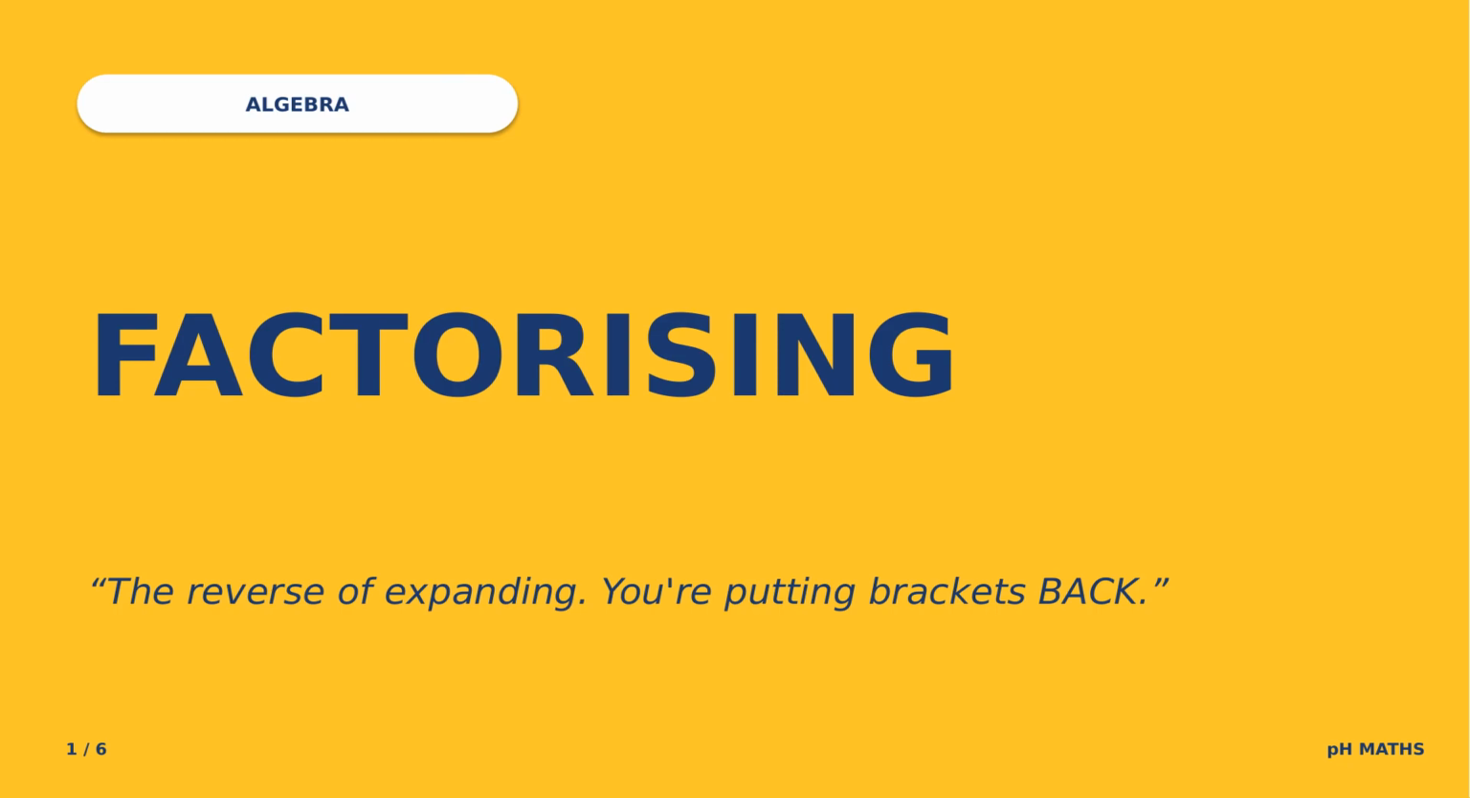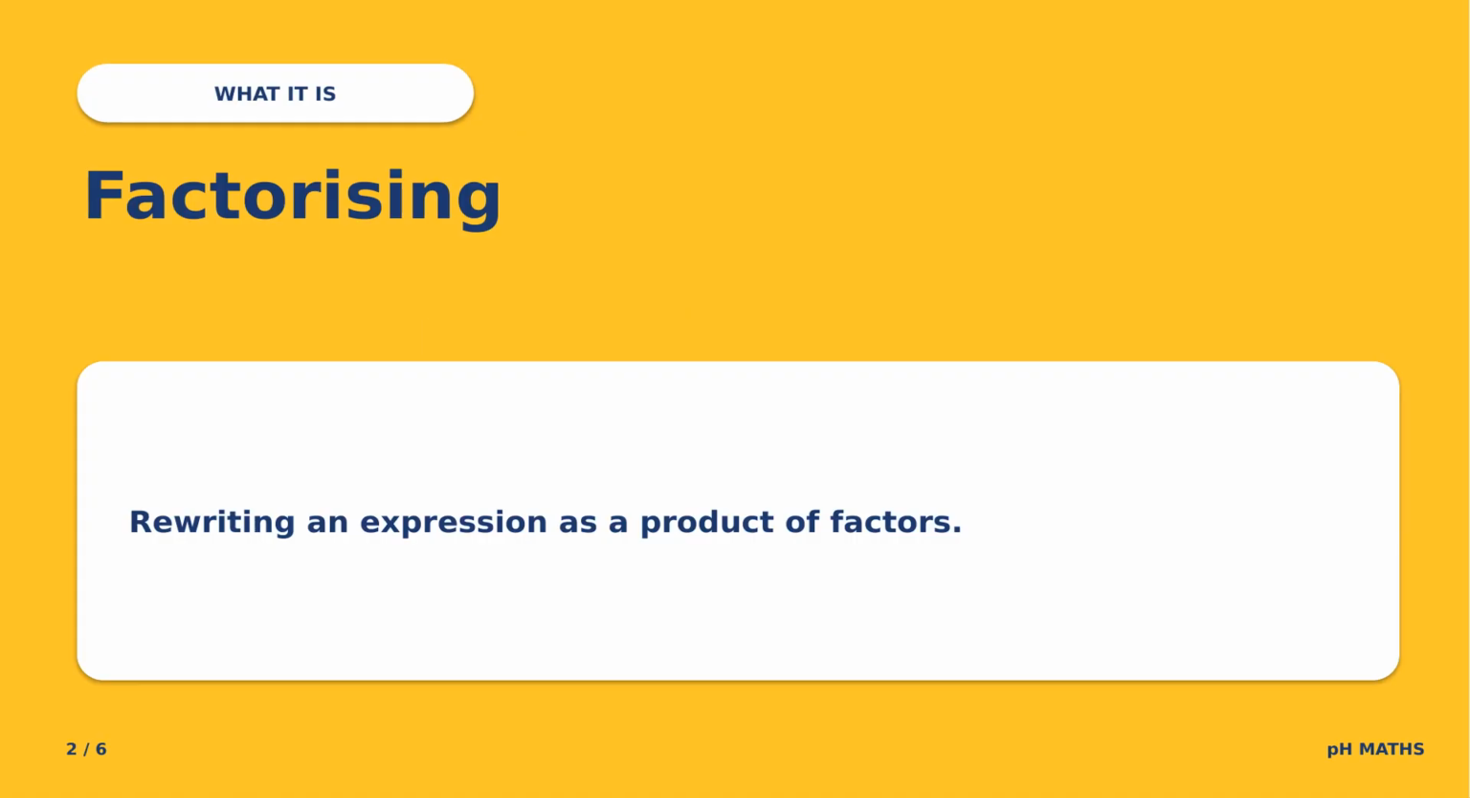Today's explainer is factorising, the reverse of expanding. You're putting the brackets back. By the end of this video, you'll know the common factor method, the quadratic trinomial method, and the one habit that catches every mistake before it costs you a mark.